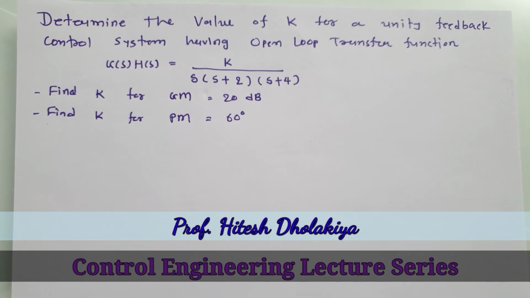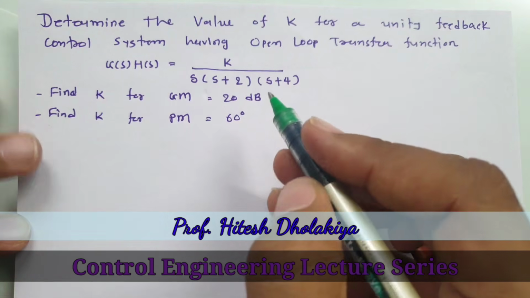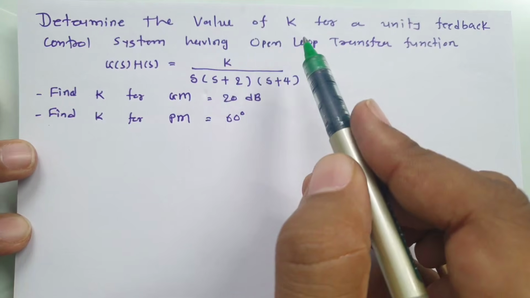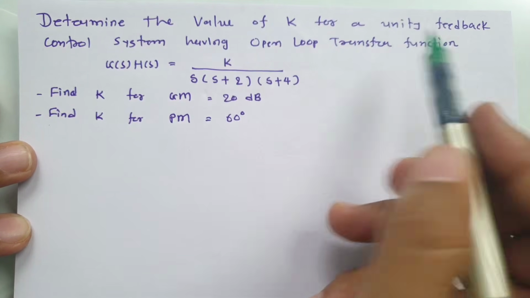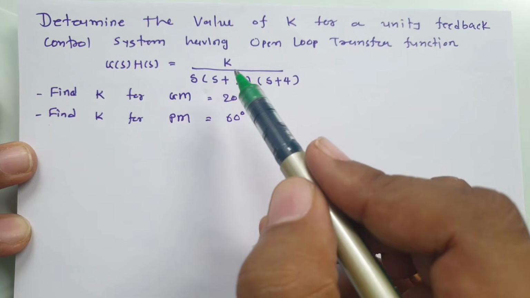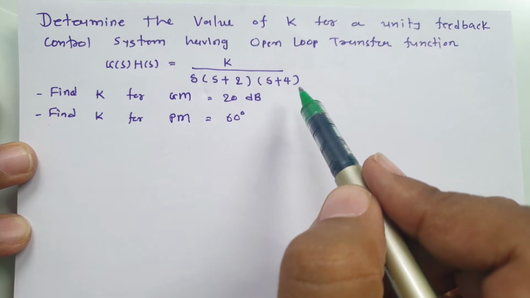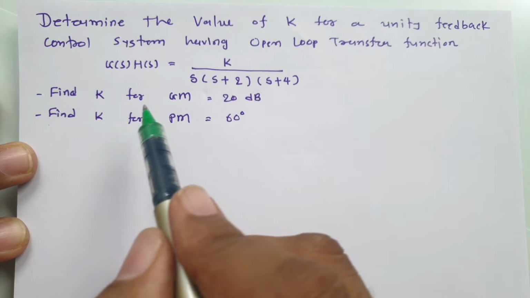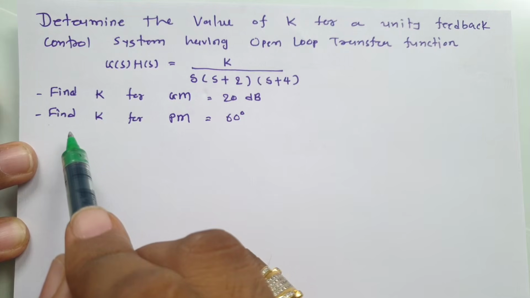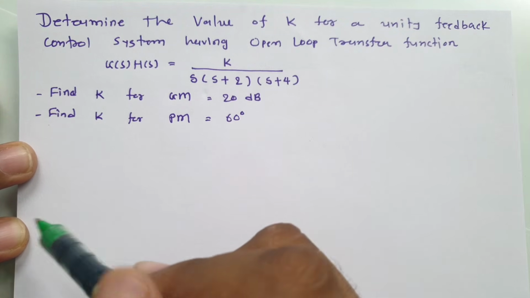I, Professor Ritesh Dolakia, am going to explain one example of Bode plot, in which we need to calculate the value of K for a unity feedback control system having open loop transfer function G(s)H(s) equals K divided by s plus 2 into s plus 4. We need to find the value of K for gain margin equal to 20 dB, and the value of K for phase margin equal to 60 degrees.